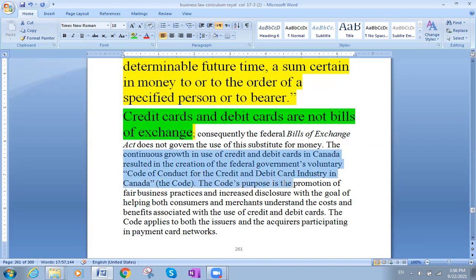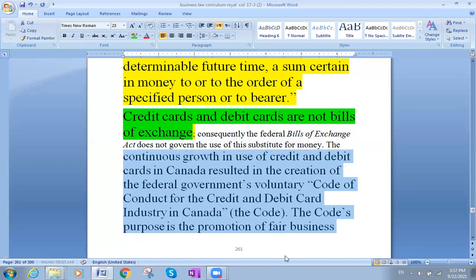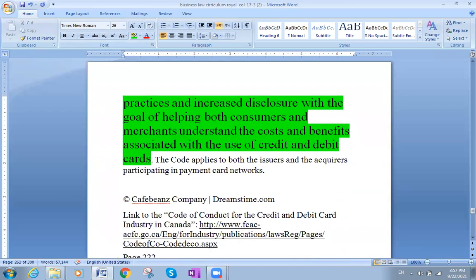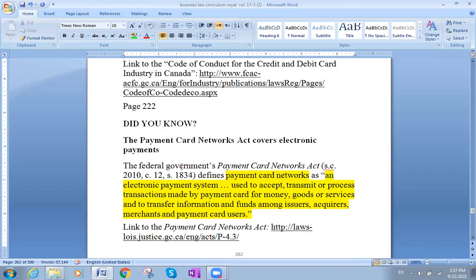The code's purpose is the promotion of fair business practices. That's very nice. And increased disclosure, with the goals of helping both consumers and merchants understand the costs and benefits associated with the use of credit and debit cards. So this shows the importance of using debit and credit cards. The Code of Canada applies to both issuers and acquirers participating in payment card networks. So it is like encouraging payment with credit cards and debit cards.